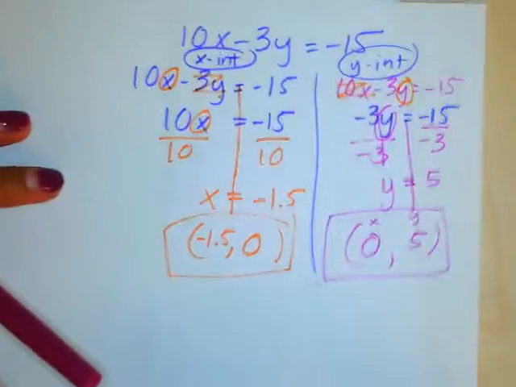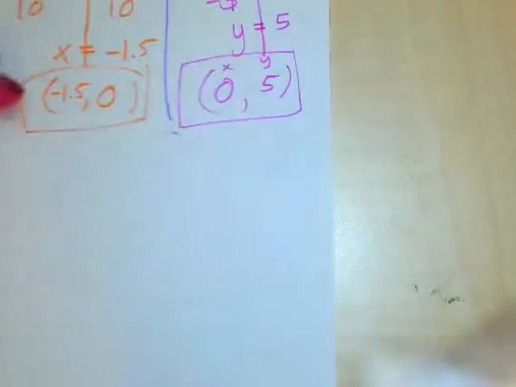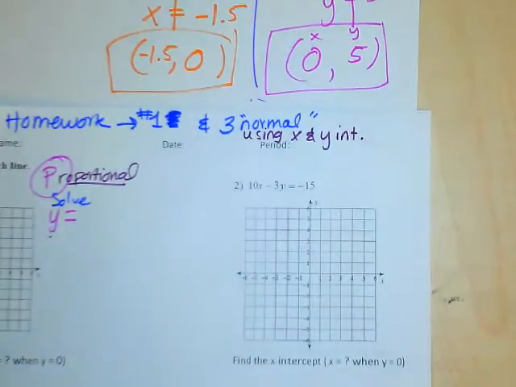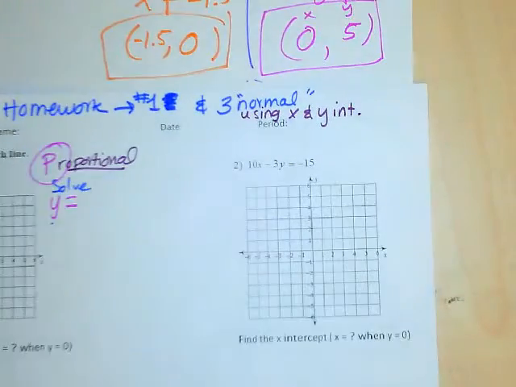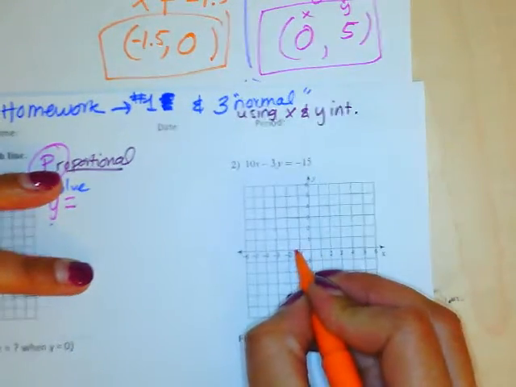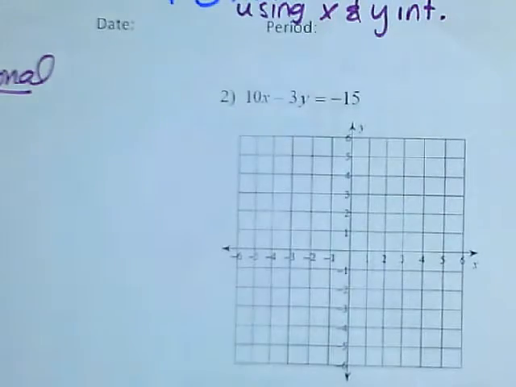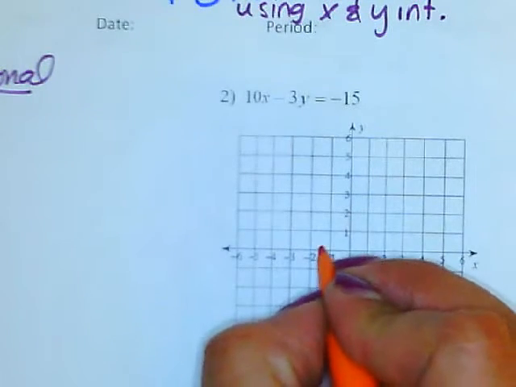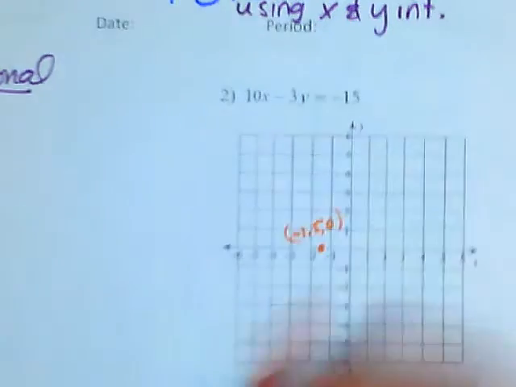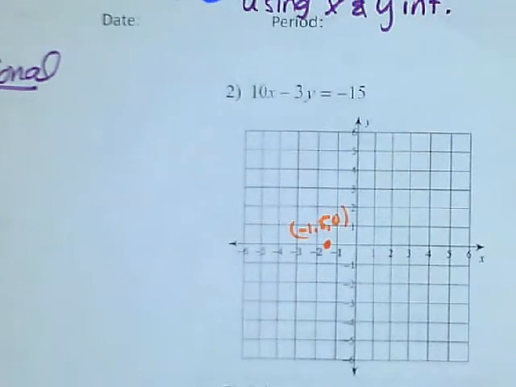Okay, so now that I have these two, I'm going to come to my graph over here on the paper, and I'm going to graph those 2 points. So negative 1.5, 0. So on the x, negative 1.5 would be right here. And I'm going to zoom in so you can see it. So negative 1.5 would be here, and 0. Okay, so that's my x-intercept.